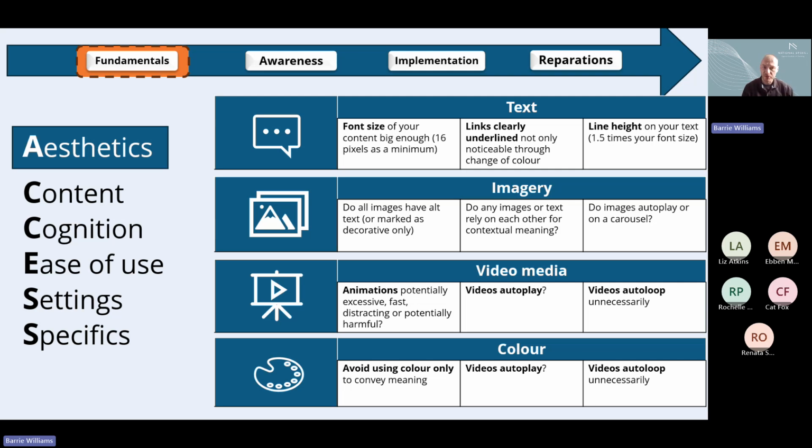Imagery: do all images have alt text? So does it have a description to go with it? Do any images or text rely on each other for contextual meaning? So if you've got some image with a bit of context, does the person know that that image links with that particular bit of text? Are they somehow linked? You've got to show, is it near to that text that you want to talk about, or is it halfway down the page and therefore doesn't really have that obvious link? So try and think about where things are being placed.